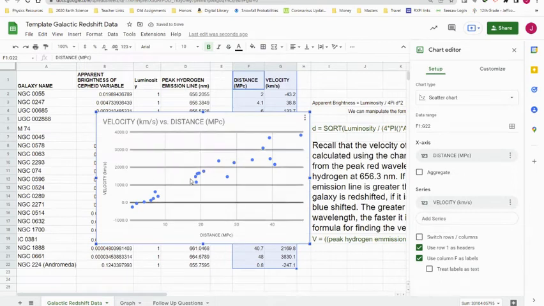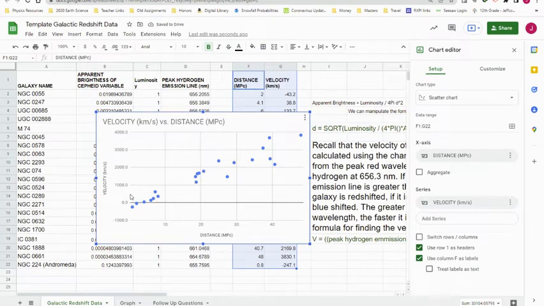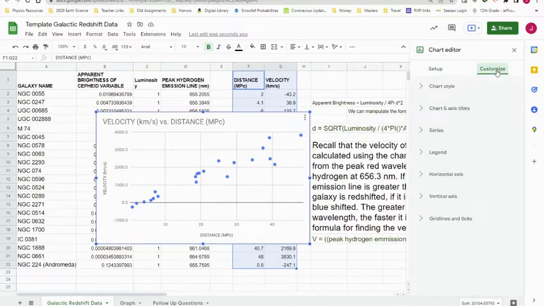And this is what I get here. Okay, and again, it should be a scatter chart, so make sure that if it defaults to a bar graph or something like that, you click on scatter chart. And then I want to make some changes here, so I'm going to come to customize.